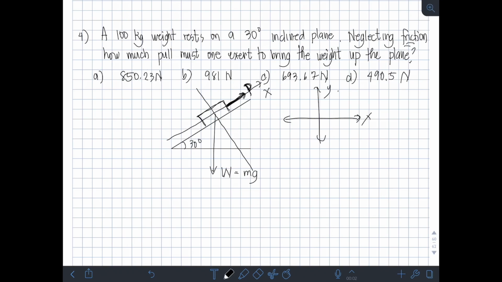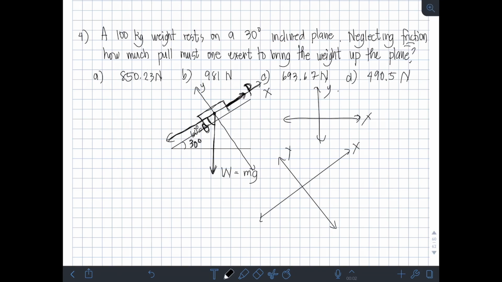Okay, so here is the x-axis, and here is the y-axis. If you notice, our downward weight, with respect to the horizontal axis, now has an angle. Let's say this angle is theta. So, what is this theta? It is equal to the complement of our 30-degree inclined angle. The complement of 30 is 90 minus 30, which is 60. So, our theta with respect to the horizontal axis is 60 degrees. Okay, so this is 60 degrees. Let's redraw.